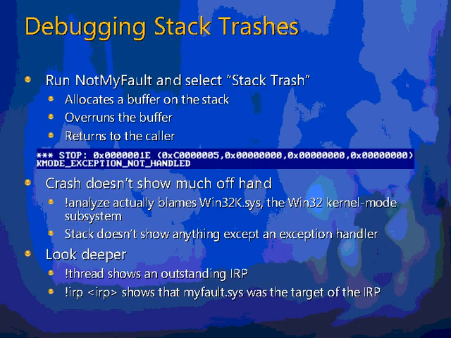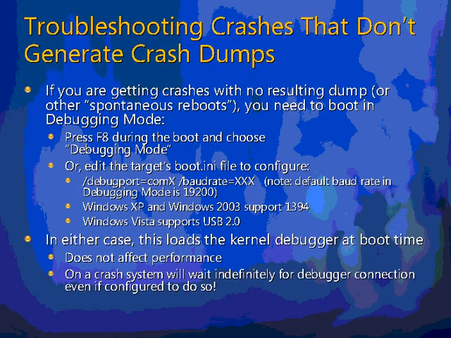So how about crashes that don't generate dumps? We're back to that scenario where you've configured the system to generate a crash dump, but you're not getting it. There's two options here. One is to boot the machine in debugging mode. You can do that with the F8 key during the boot process. Do not do it that way. Warning, warning. Do not do it that way.